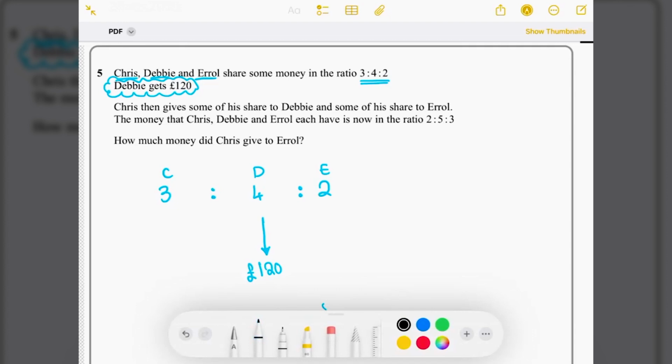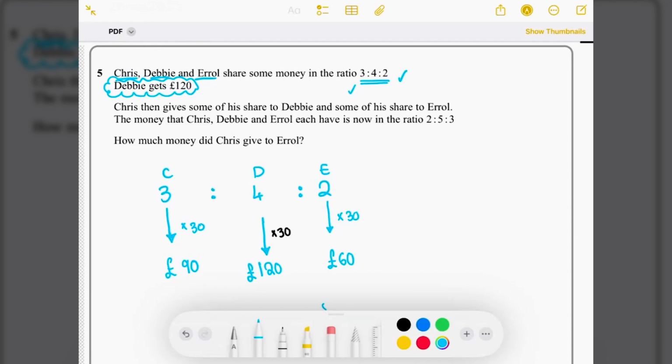So 120 divided by 4, that means each part was £30. Chris got 3 times 30, so Chris ended up with £90. Now Errol also times 30. Errol ended up with £60. So far I haven't read the rest of the question, but I read this and that, and I did everything that I could do with it.